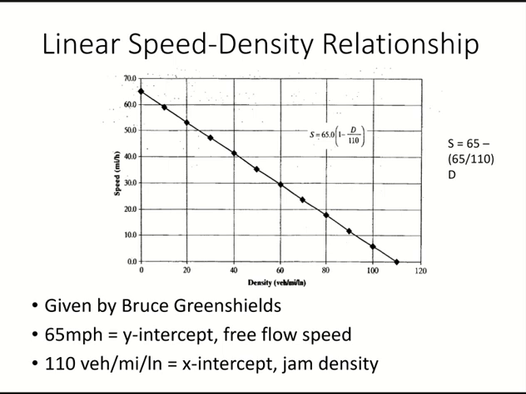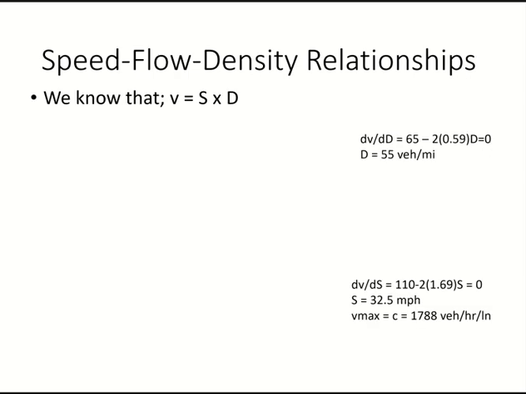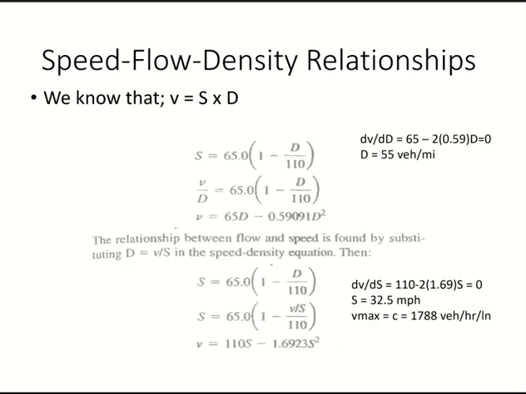What was free flow speed on the graph? Which point is free flow speed? 65, right? That value. So when you are at free flow speed, your density is how much? 0. Okay? Clear? And where is jam density? When you reach jam density, your speed is what? 0. Okay, so at free flow speed, density is 0. At jam density, speed is 0.